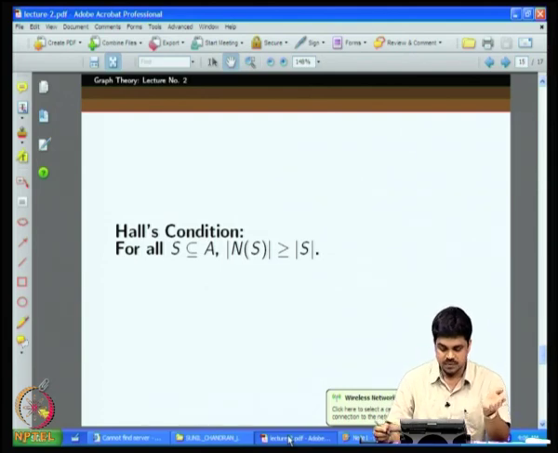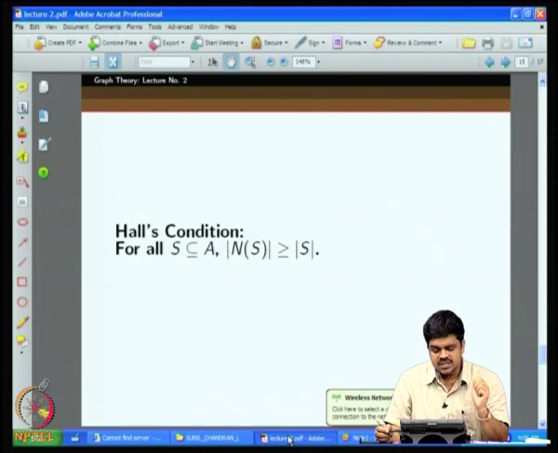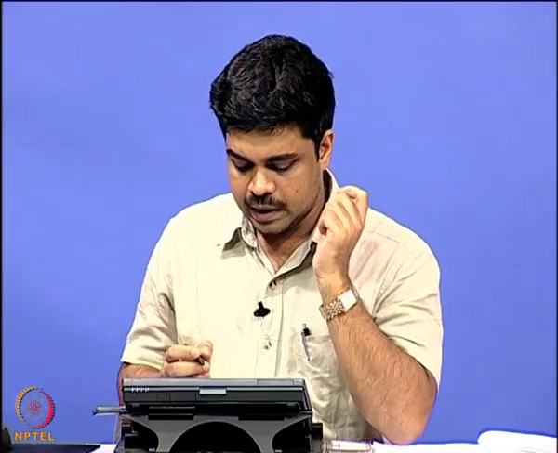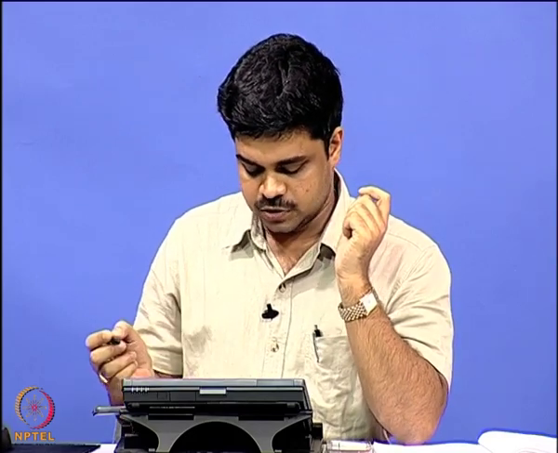A and B are the 2 sides, and when can I say that there exists a matching in this bipartite graph which matches all the vertices of A? For instance, if the cardinality of A and the cardinality of B are equal, then it would be equivalent to a perfect matching. A matching of A would be a perfect matching, but it need not be the case. The cardinality of A may be smaller than B. In that case, we are just looking for a matching which can match all the vertices of A.